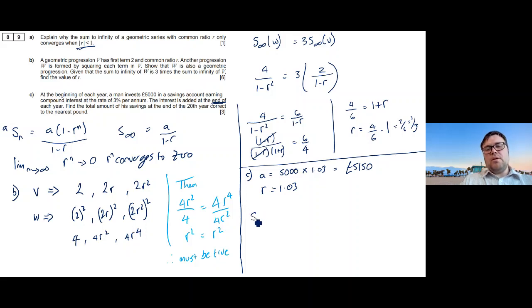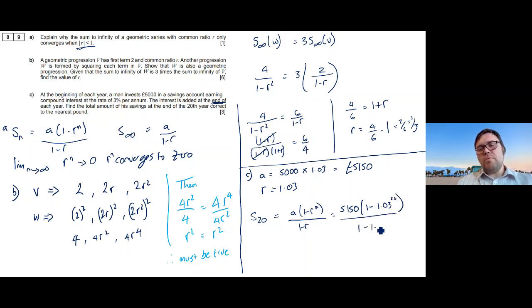So my sum of 20 is equal to A, 1 minus R to the N over 1 minus R. So that would be 5,150, 1 minus 1.03 to the power of 20 over 1 minus 1.03. I'm putting that in your calculator. It wants it to the nearest pound. So it is 138,382. So £138,382 to the nearest pound. I didn't even know this one.